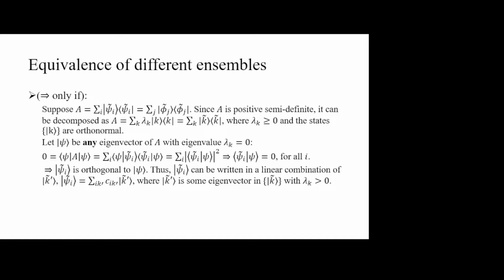So we want to relate psi tilde and phi tilde with a unitary, and the strategy is to use k tilde as the middle. We are going to show that psi tilde is related to k tilde by some unitary, let's say u1, and k tilde is related to phi tilde by another unitary u2. That means psi tilde is related to phi tilde by the combination of those two unitaries, which is also a unitary.